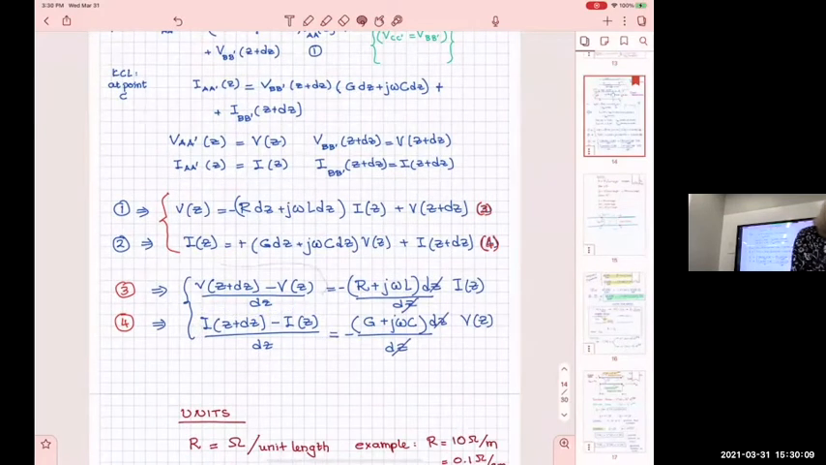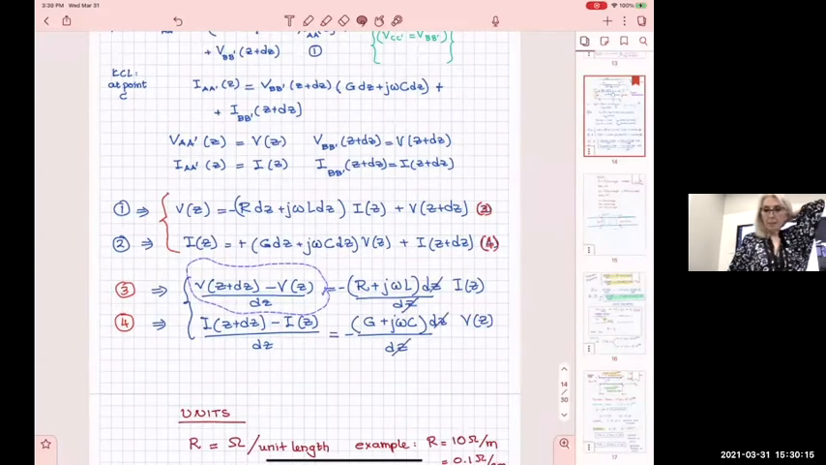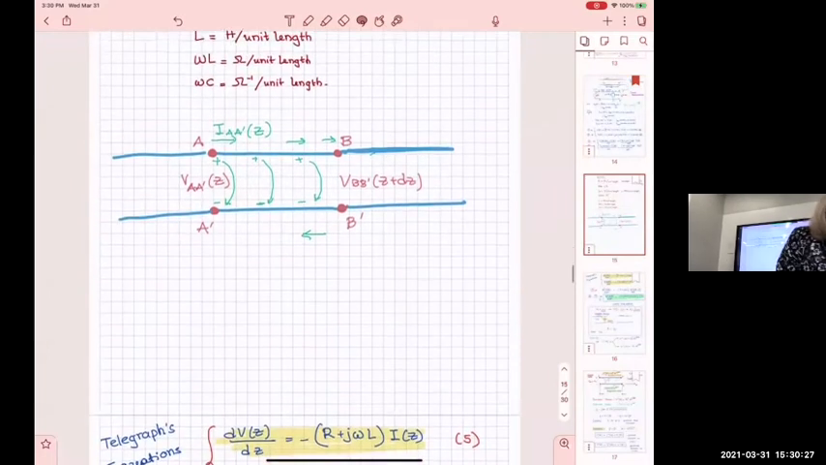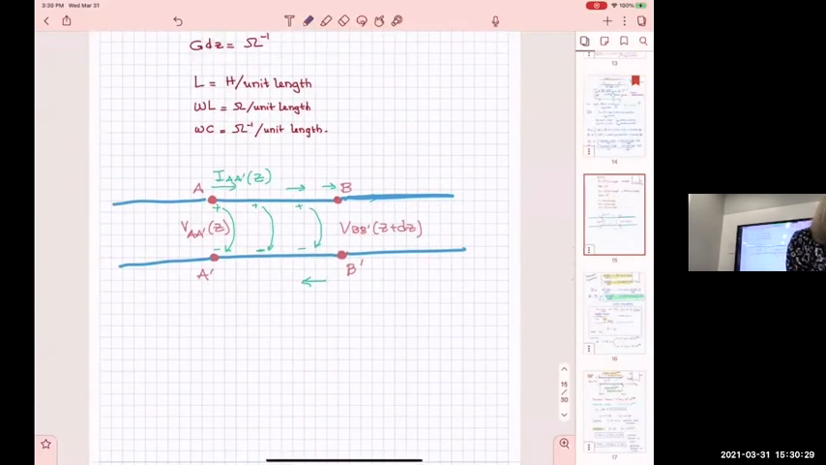Or this one? What does that remind you? What do you think that reminds you? A derivative. Do you remember here? Let's remember the following.